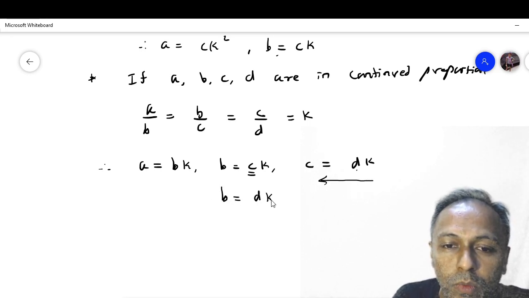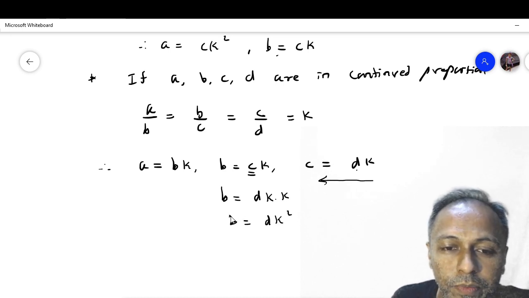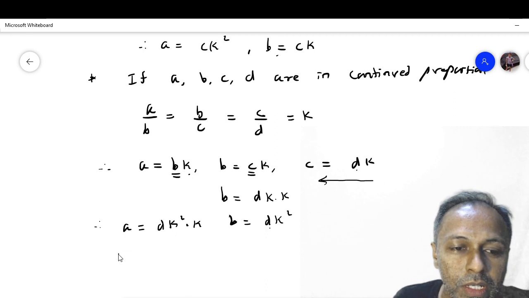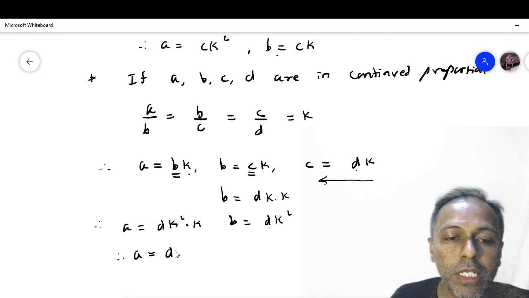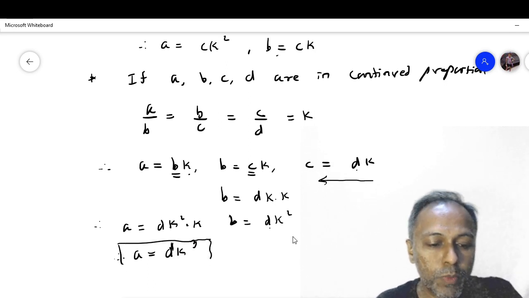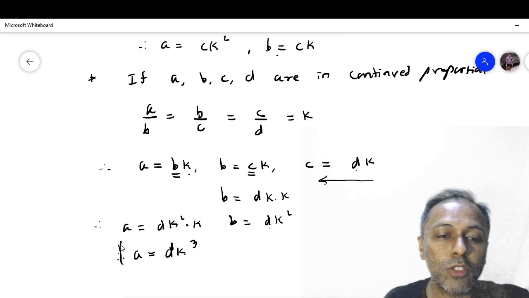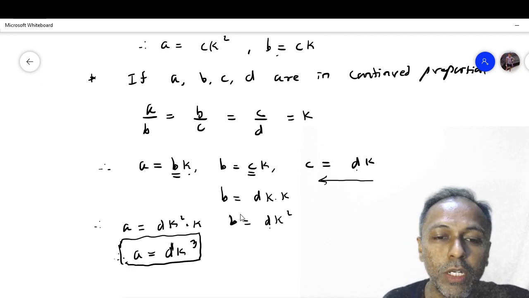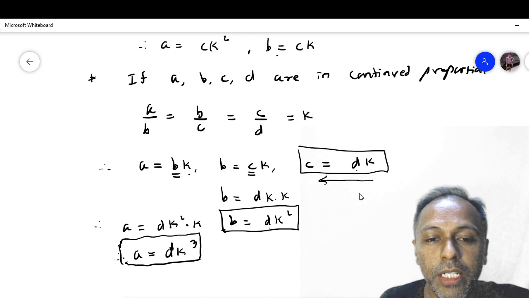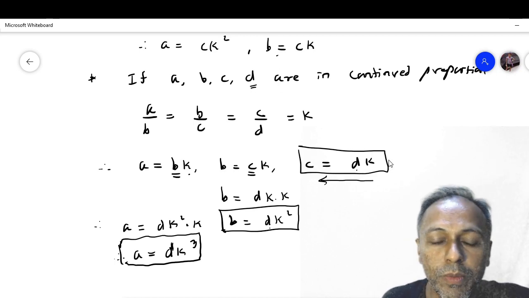So this becomes B equal to DK into K. So your B value becomes equal to DK square. Let us substitute this B value as DK square here. So we will get, therefore A is equal to DK square into K, which is already here. Therefore your A value becomes equal to DK cube. In short, we can substitute in those problems where left hand side is equal to right hand side is to be proved. We can substitute A as equal to DK cube, B as equal to DK square, and C as equal to DK, and D will remain as D only in those problems.